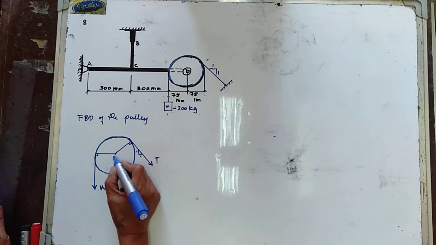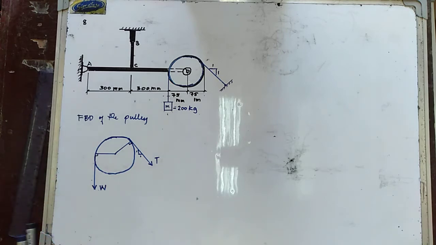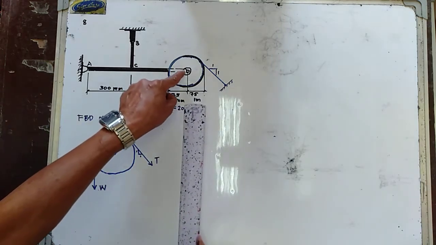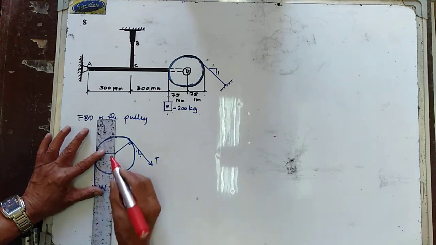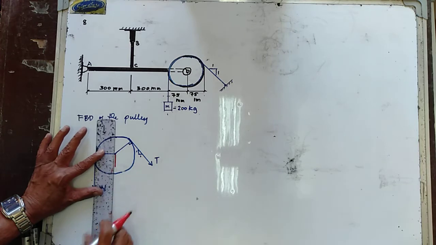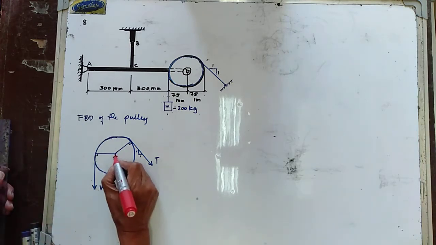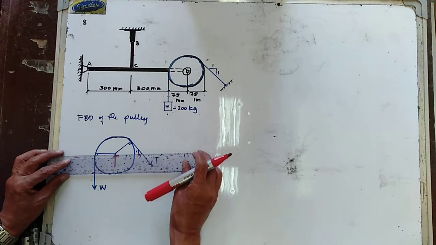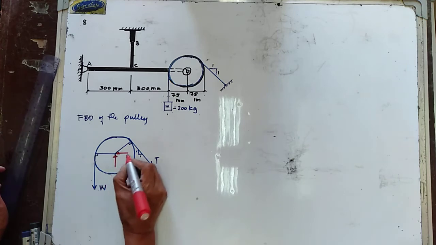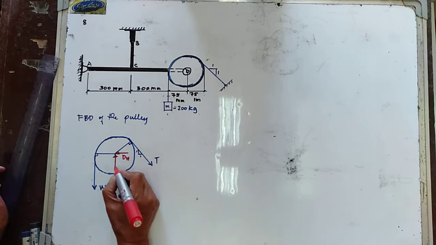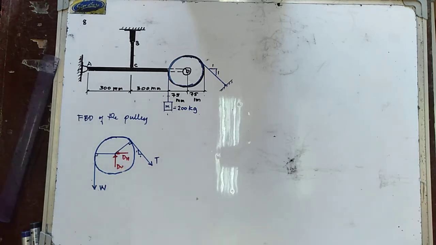This is your point D. For your point D, we have the reaction of this pin at point D. So we have the vertical reaction, this is now your D vertical, and this one is now your D horizontal. So this is your point D.